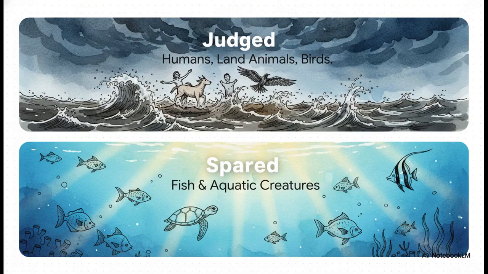So when you put it side by side like this, the logic just clicks into place. The judgment was aimed squarely at humanity's world, their sphere of influence, the dry land. The land animals and the birds, well, they were kind of caught in the crossfire because they shared that same corrupted space. But the sea creatures, they lived in a totally different realm, completely outside of humanity's moral mess.